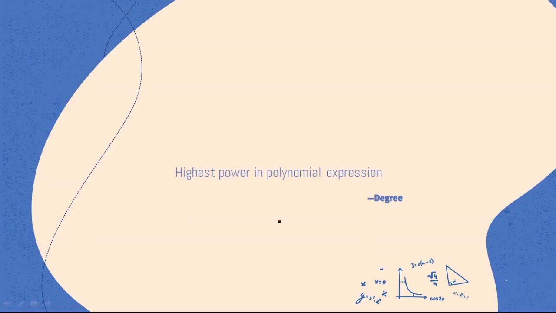Move to the next concept. Here we have degree, the highest power in a polynomial expression. Whatever is the highest power in any polynomial expression, that's the degree of that polynomial.